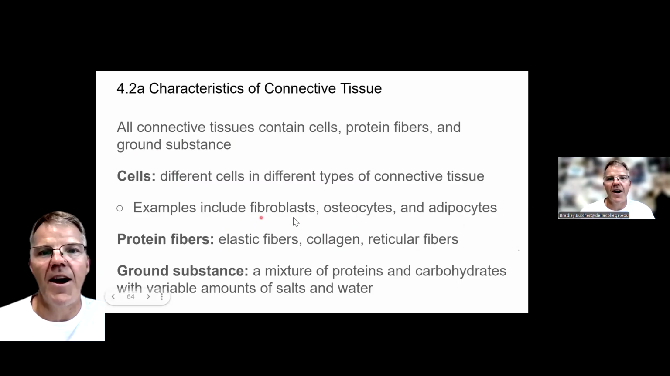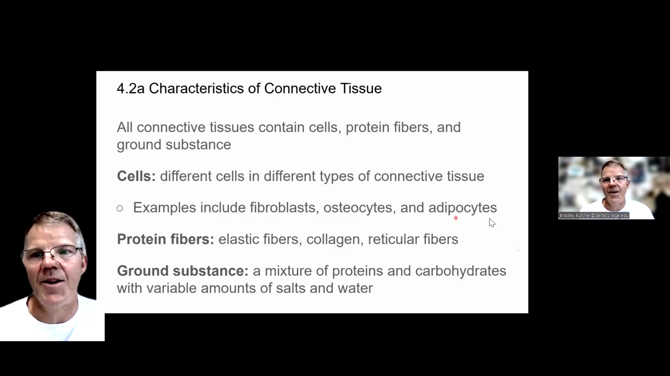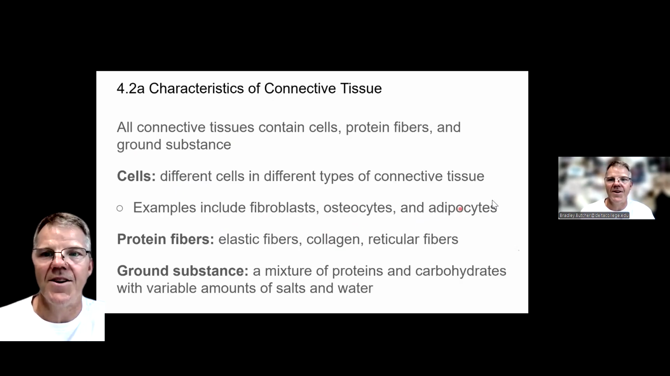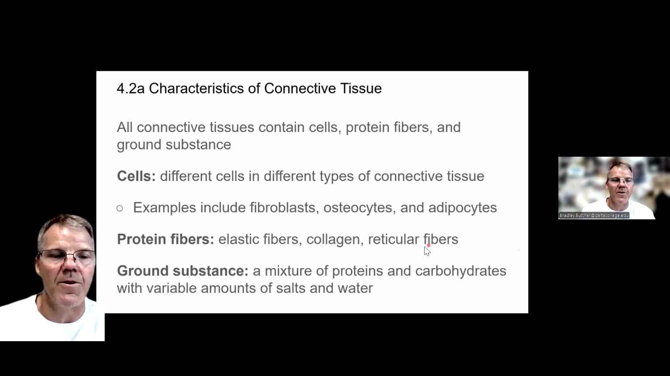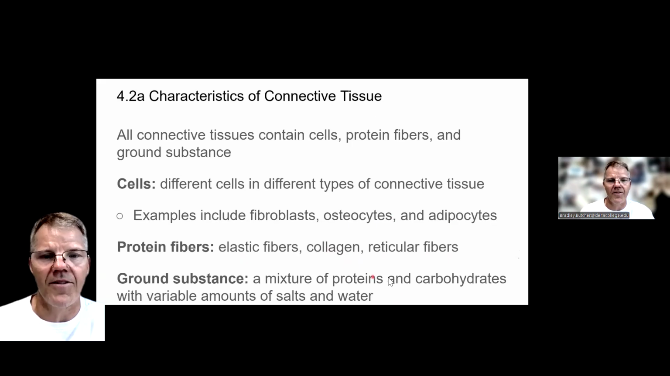Examples include fibroblasts, osteocytes, adipocytes, right? Remember that the word cyte refers to cells. So osteo means bone, cyte means cell. These are bone cells. Adipocytes, these are fat cells. Protein fibers: there are basically three types. You have your elastic fibers that are able to stretch. The collagen fibers are a little more stiff. And then you have reticular fibers in there as well. And this ground substance, this matrix, is a mixture of proteins and carbohydrates with various amounts of salts and water that go in there as well.